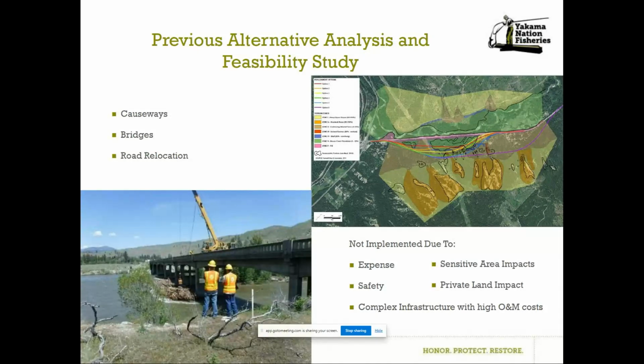Additionally, Chelan County looked at a causeway, bridges, partial reconnections, or in this case, culverts, engineered log structures, and then of course a no action alternative. As you might expect, the result of the professional opinion was to remove the road from the floodplain.